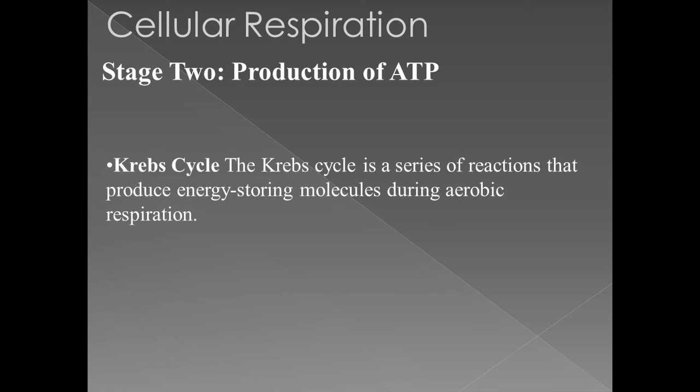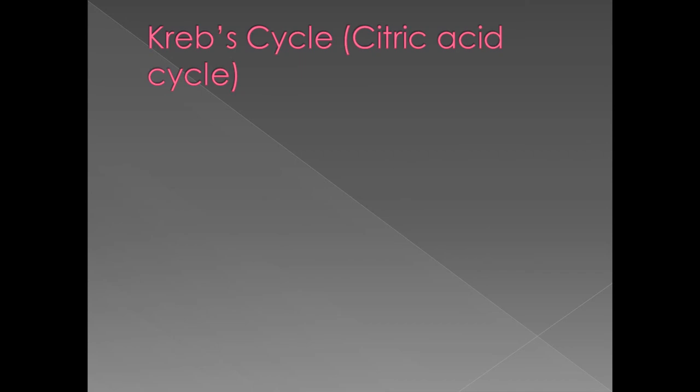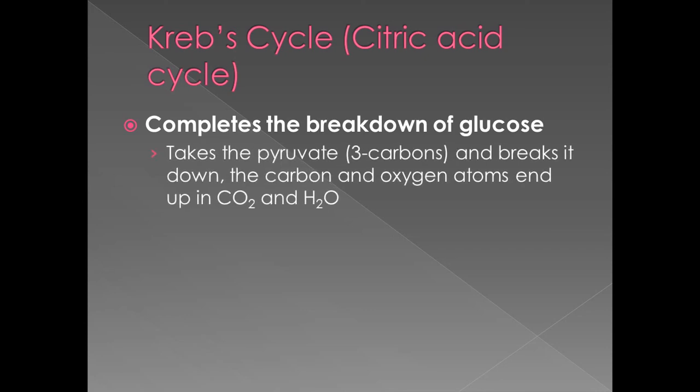In the Krebs cycle, you have a series of reactions that produce energy-storing molecules during aerobic respiration. During the electron transport chain, large amounts of ATP are made. The Krebs cycle is also known as the citric acid cycle. This completes the breakdown of glucose. So you have glucose starting to be broken down during glycolysis, and then it moves into the Krebs cycle where it's further broken down. It takes those pyruvate molecules, which are made of 3 carbon atoms, and breaks them down. The carbon and oxygen atoms end up in carbon dioxide and water.